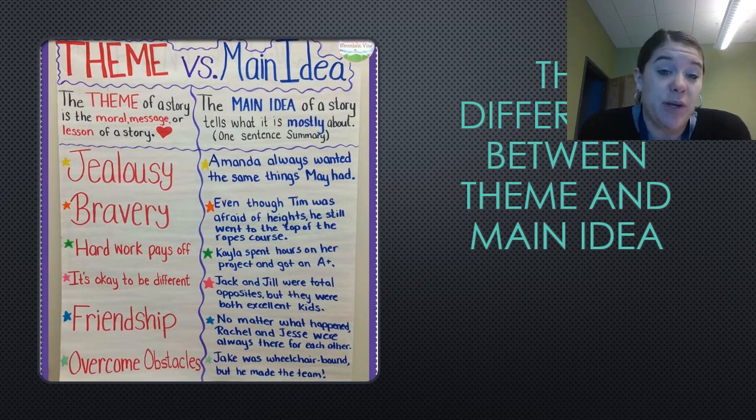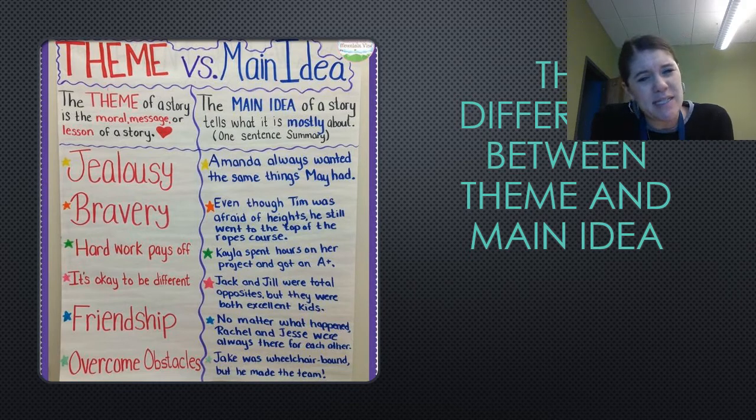The main idea of a story tells what the story is mostly about in like a one-sentence summary. So it's specific to a character. It's specific to a story. It's not broad and all-encompassing like a theme is. So for example, "Amanda always wanted the same things May had," okay? Yeah, that shows jealousy, which would be the theme. But do you see how the main idea is connected to the characters somehow? The main idea would not be there without the characters. It's not as broad as the theme.